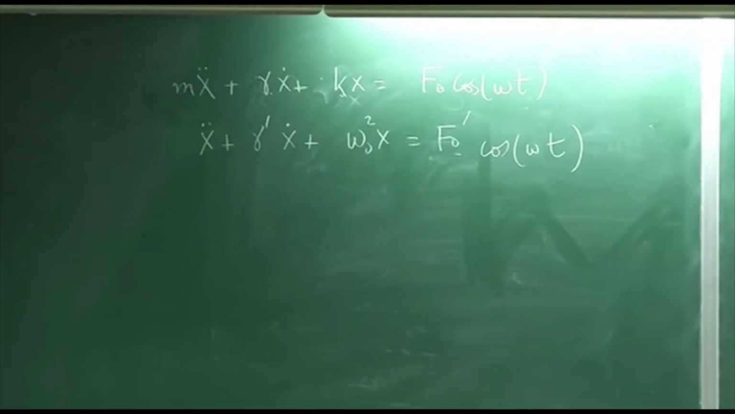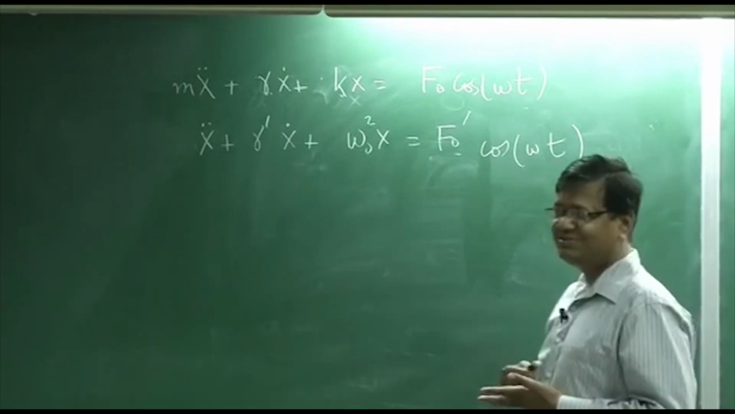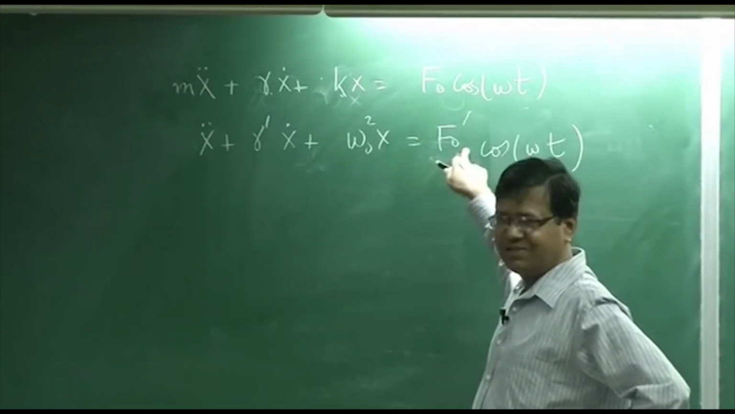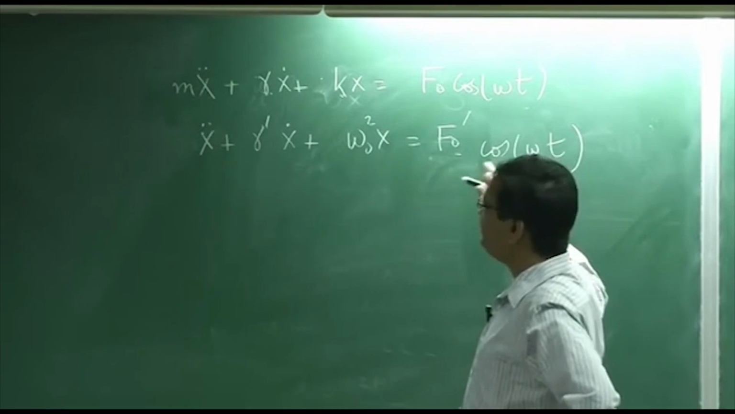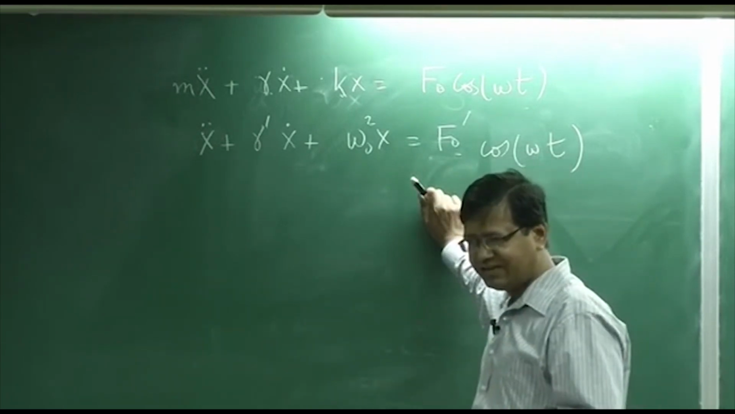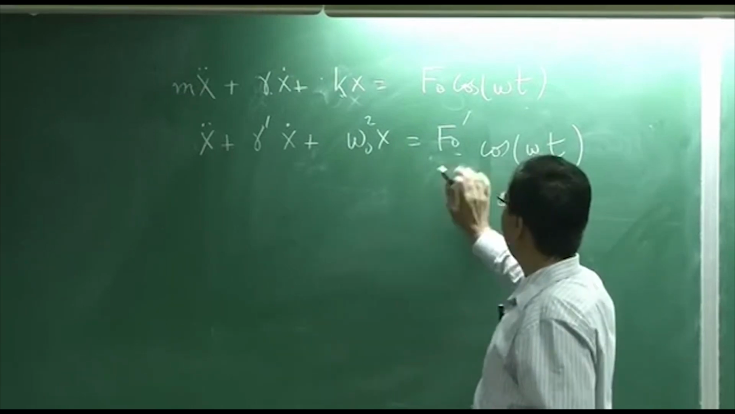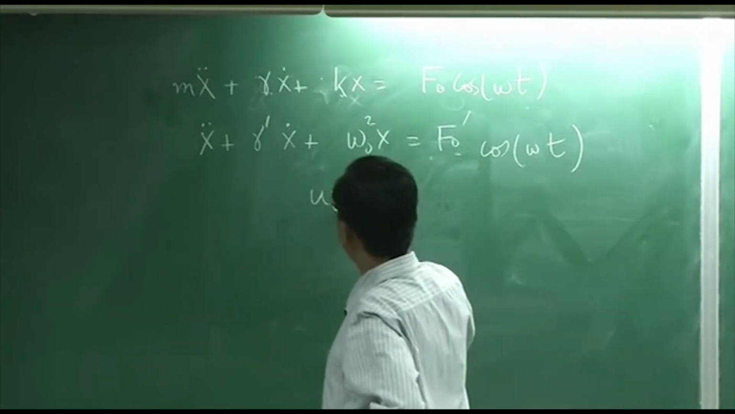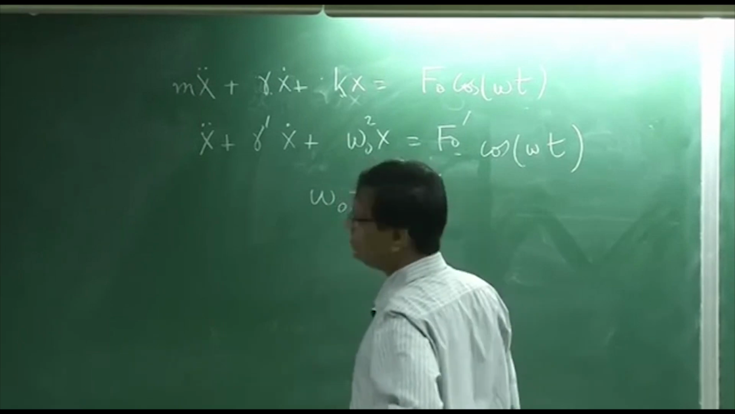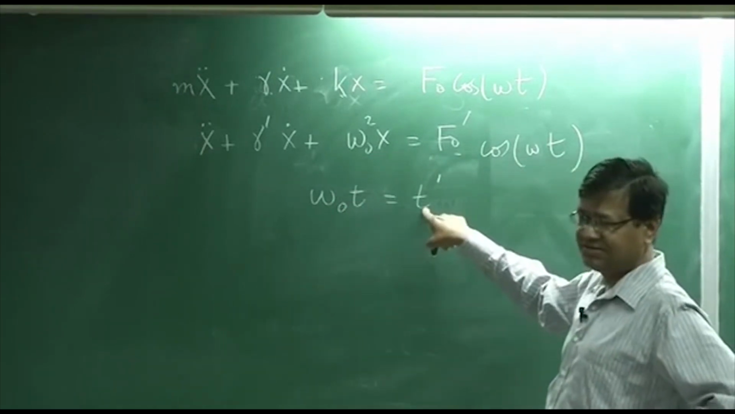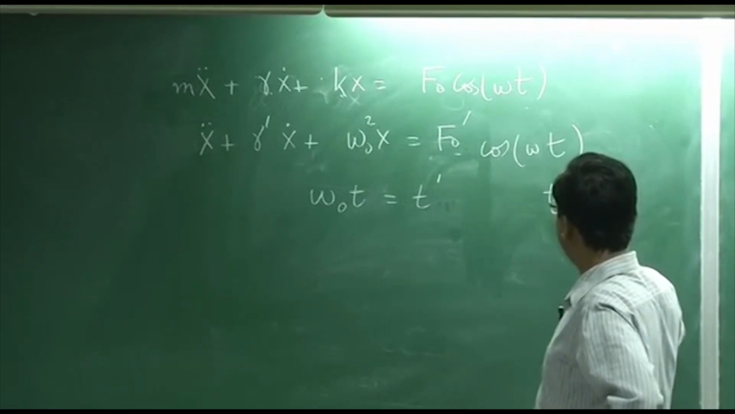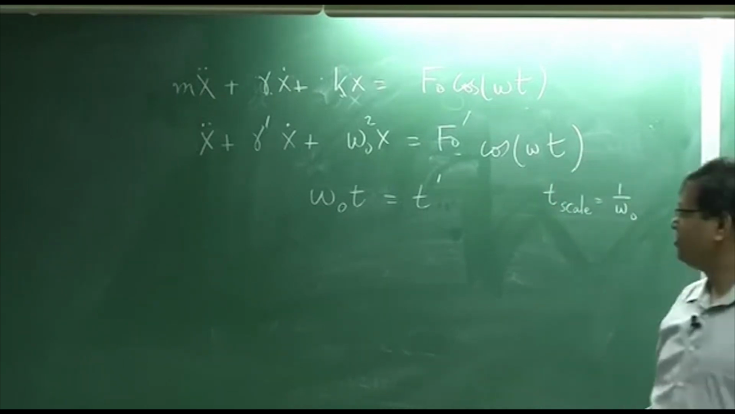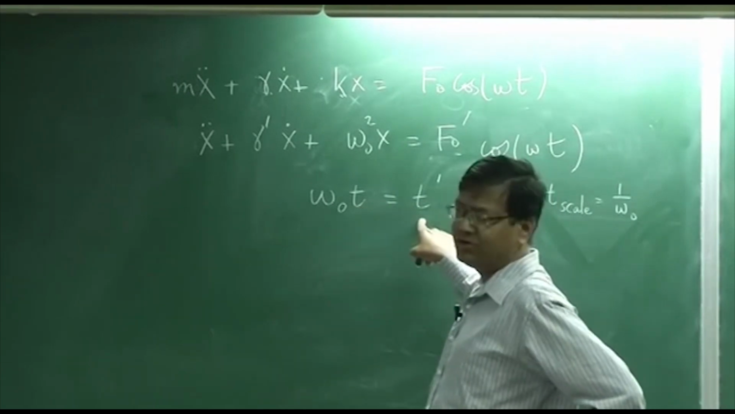Now what should I do? What is the length scale here for the classical oscillator? Well, that is where you get into the wrong territory. The length scale will come from the force, but let us wait for that. Let us first get rid of the time scale. So what is the time scale? I am going to choose 1 by omega naught as my time scale. So omega naught t is t prime. So t prime is dimensionless, and my time scale is 1 by omega naught. So I should replace t by t prime by omega naught.